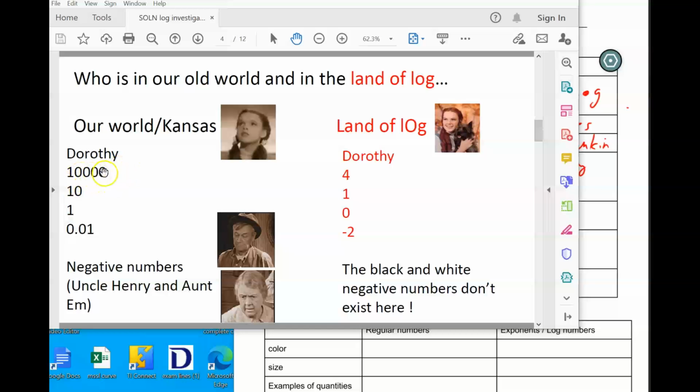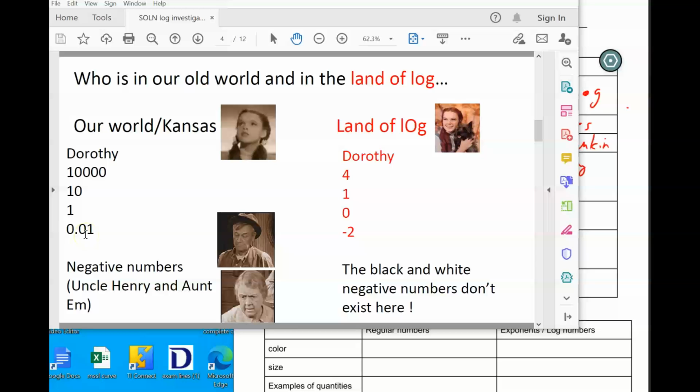Okay, let's go back for a second. Black 10,000. Why is it equal to red 4? Basically, all the numbers in the land of Log are equivalent to how many zeros there are in the black number. So there are 4 zeros in black 10,000. That is why it is red 4. There is 1 zero in black 10. That is why it is equivalent to red 1. There are 0 zeros in black 1. That is why it is equivalent to red 0. Then we start getting weird here with 0.01.